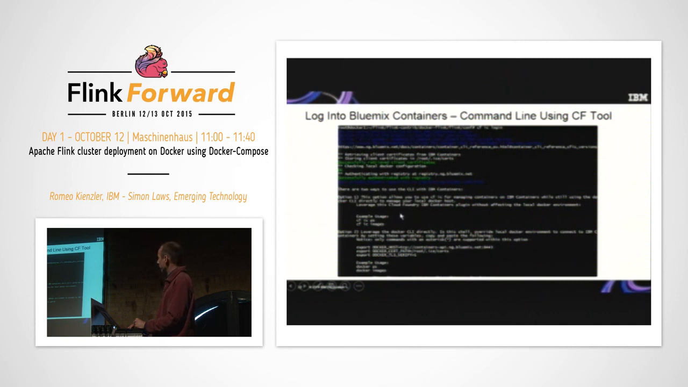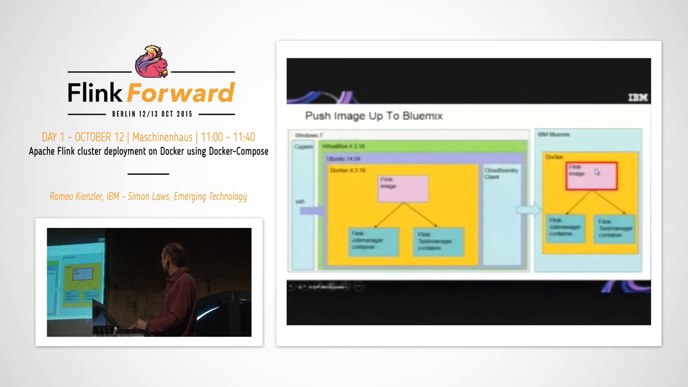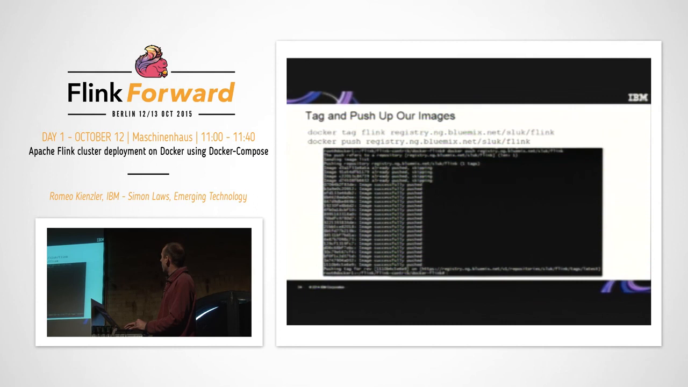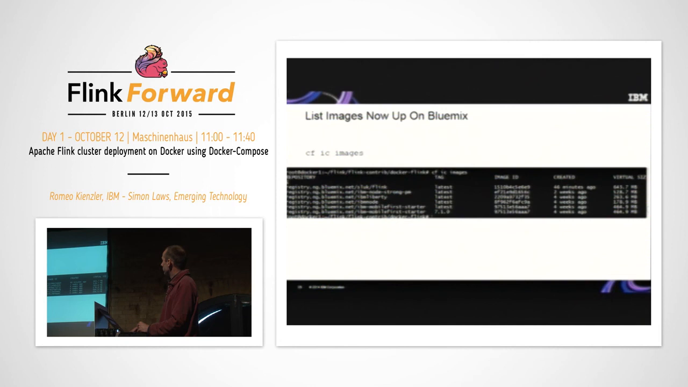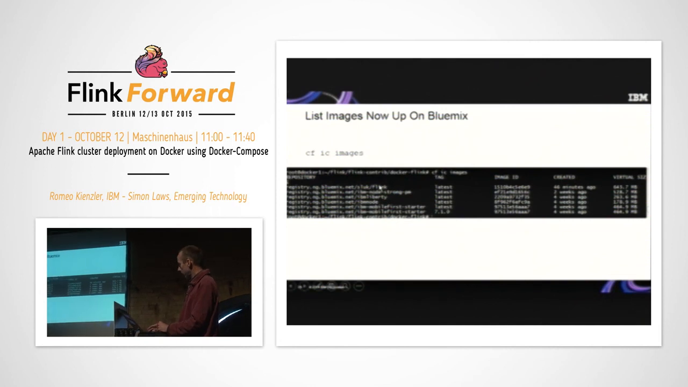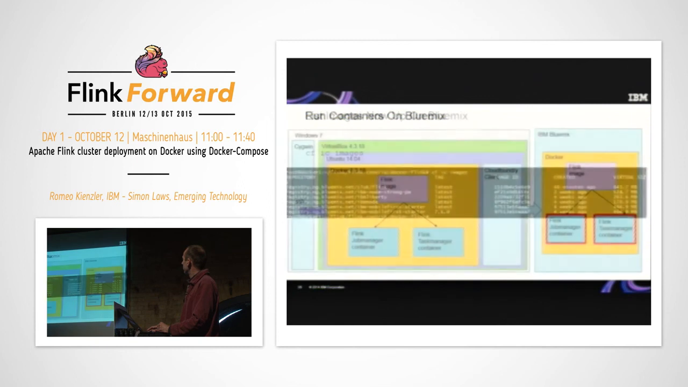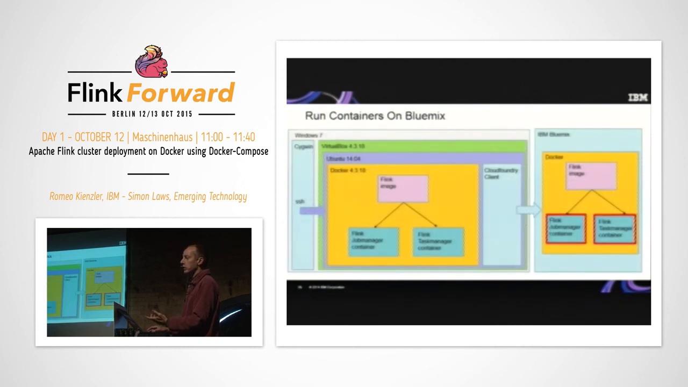So you can either interact with this CFIC strangeness, or you can set your environment variables and just use the Docker client to interact directly with Bluemix, as though you were interacting with your Docker images and containers locally. So that's pretty much what I did. I pushed my images up to the containers in Bluemix. You can do CFIC images, and you can see the Flink image that I created was very similar to the Flink image locally. And then I created the containers, and you can either do that from the command line or from the UI.